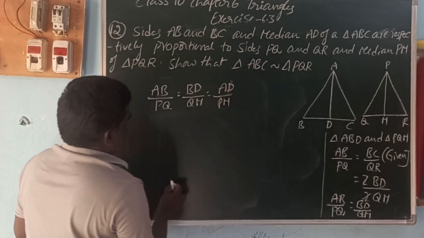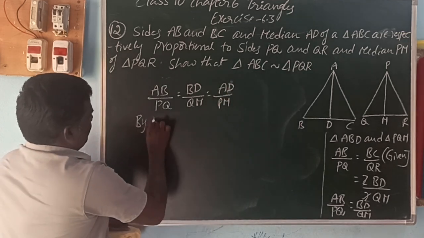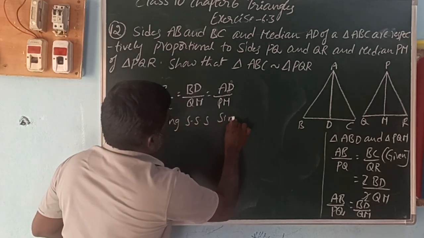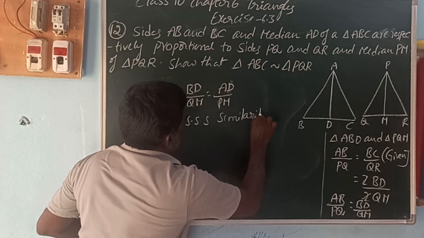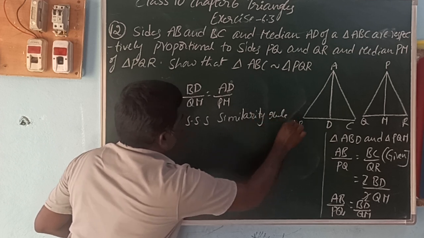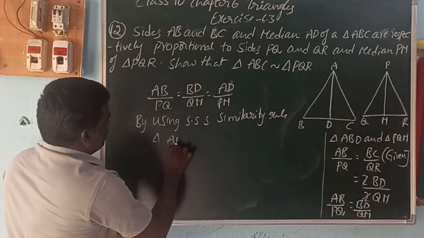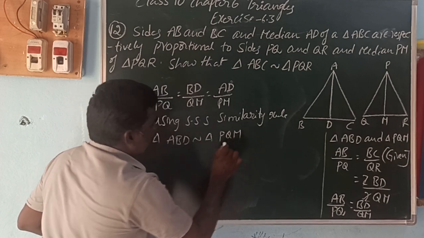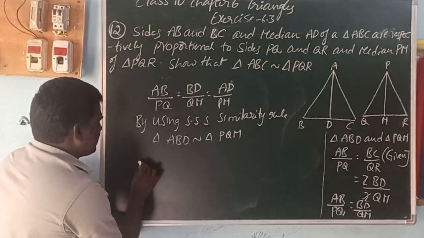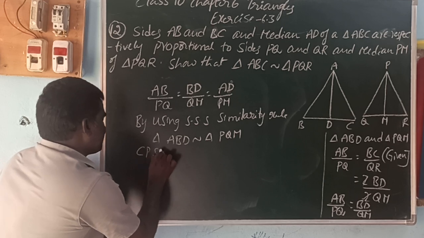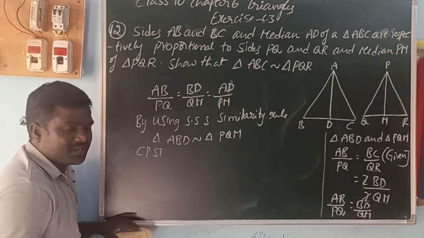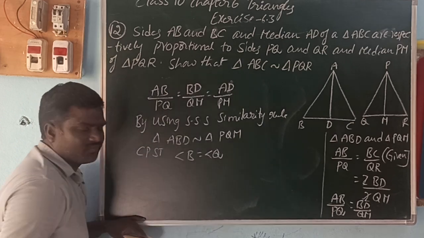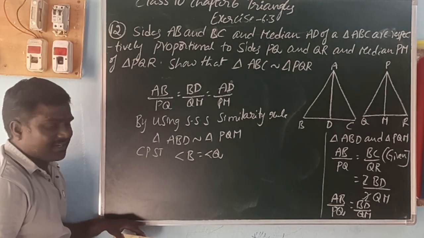So here, by using the side similarity rule, triangle ABD is similar to triangle PQM. When they are similar, then by using CPST, corresponding parts of similar triangles, angle B is equal to angle Q.